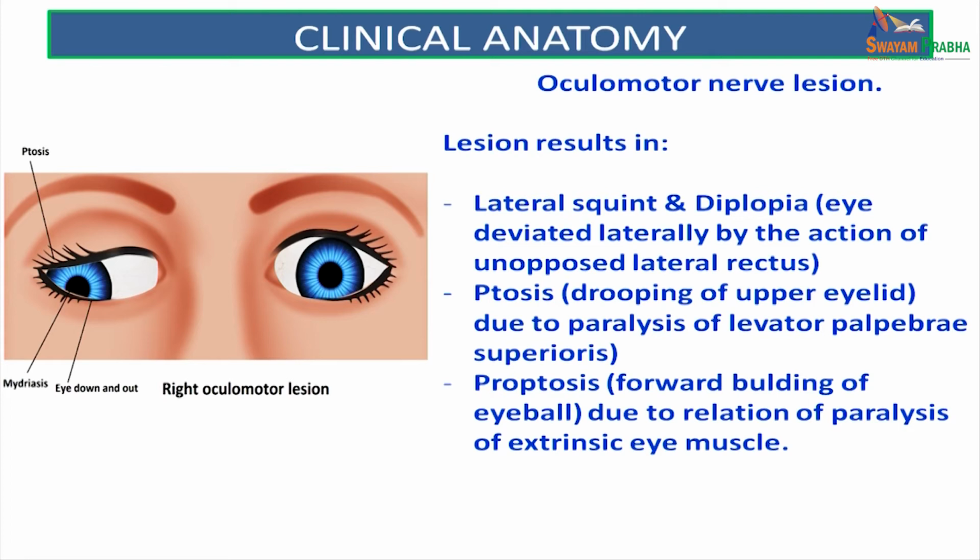So, there is drooping of the eyelid also that is seen, which is called as ptosis, because the levator palpebrae superioris is responsible for lifting of the eyelid and is paralyzed. And proptosis, that is forward bulging of the eyeball, is also seen because most of the extraocular muscles are paralyzed and they loosen the eyeball in the orbital socket. That is the reason there is proptosis of the eyeball also is seen.